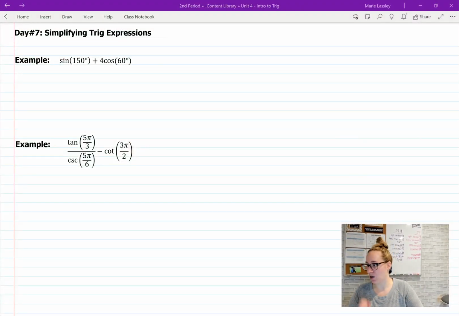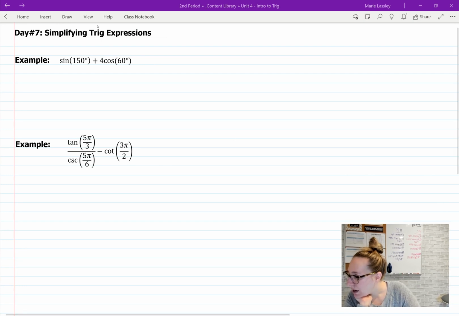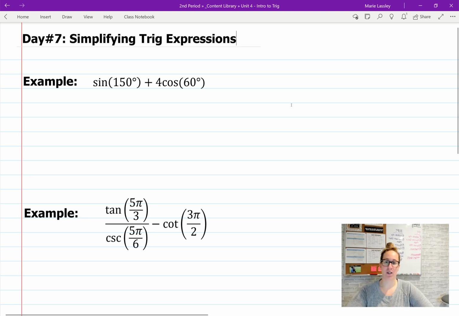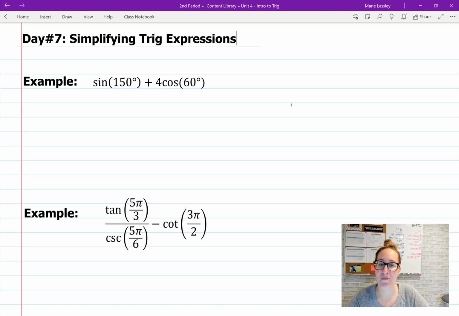All right, so here we are. Let me zoom in a little bit. But these are what our expressions are going to look like. Looking at the first one, we have sine of 150 plus 4 cosine of 60 degrees. What we want to do is simplify this into just one number. If you were simplifying a bunch of fractions being added together, you would make your common denominator and combine your fractions so that you had just one. That's the same thing we're doing here.